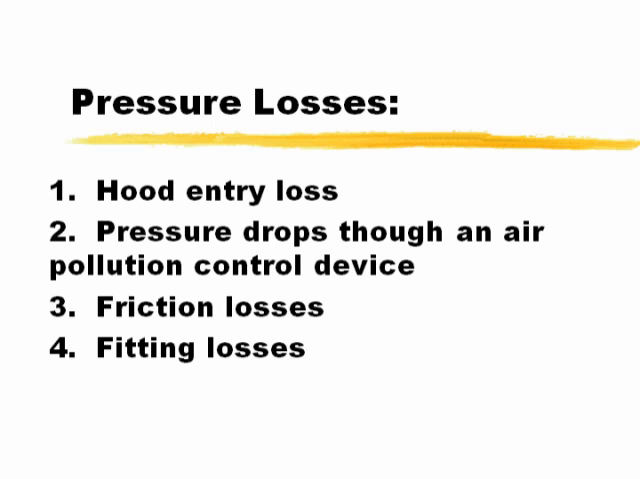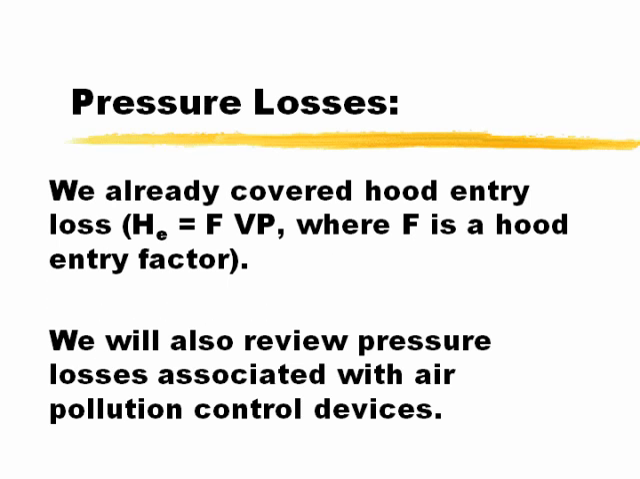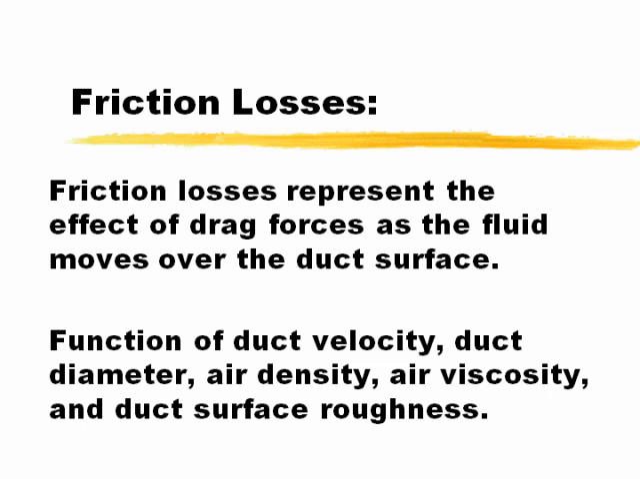But what we're going to focus on in this lecture are friction losses associated with moving air through sections of ductwork, and then also when we have various fittings, we put bends or elbows in our system, what are the losses associated with that? And so we already know that hood entry loss is a factor of F, a loss coefficient multiplied by velocity pressure. And so we now will take a similar approach with friction losses associated with moving air through our system.